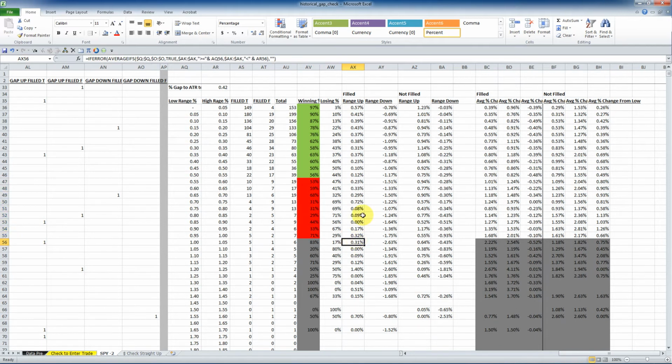What I'm saying is the odds become more of a coin flip, or just below average odds to be filled, of me actually getting that full gap fill. And that makes sense, right? Because the market's gapping up higher, it's going to be harder for me to get that gap fill.